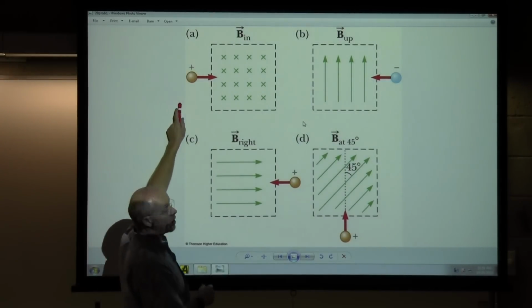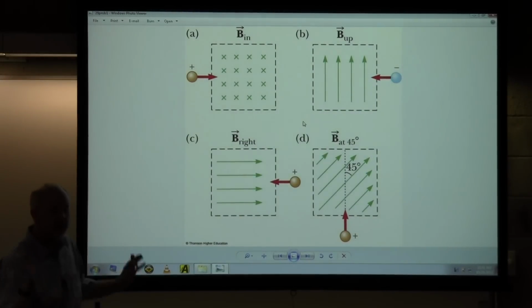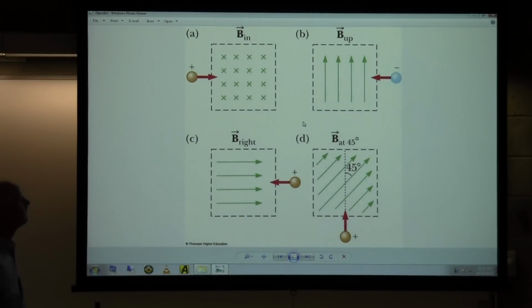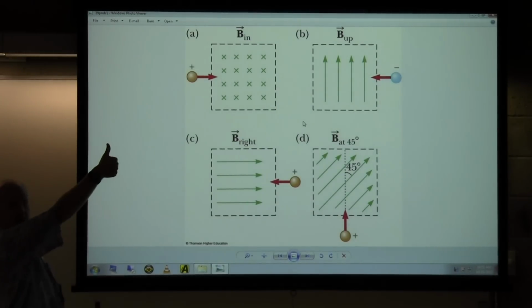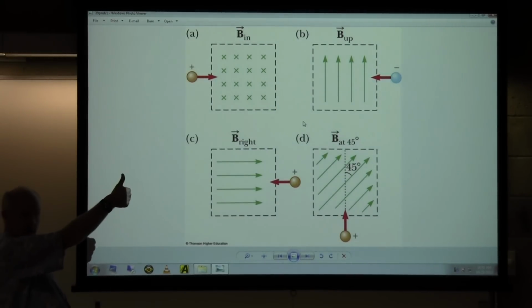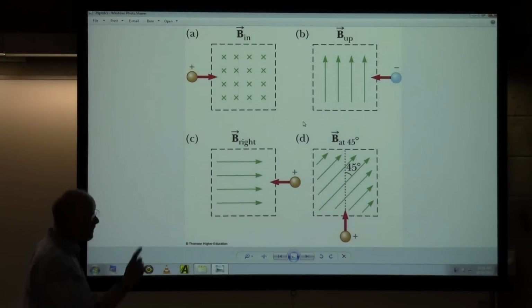A, we have a positive charge moving over to the right. We've got a magnetic field going into the screen. Direction of the force is? Right. V cross B is up, and it's a positive charge, so it remains up when I multiply by a positive number. So there is A. How about B?